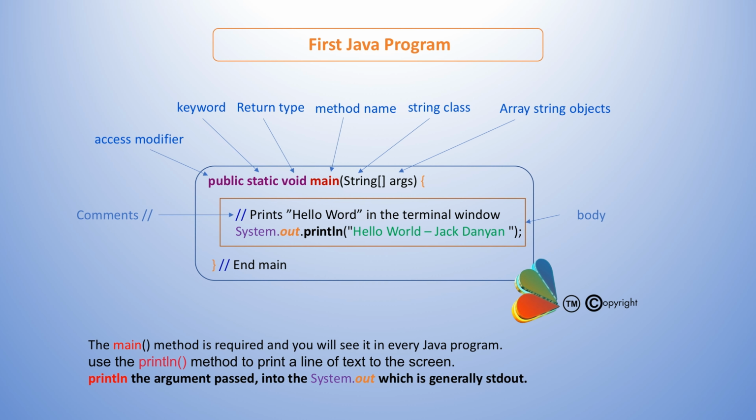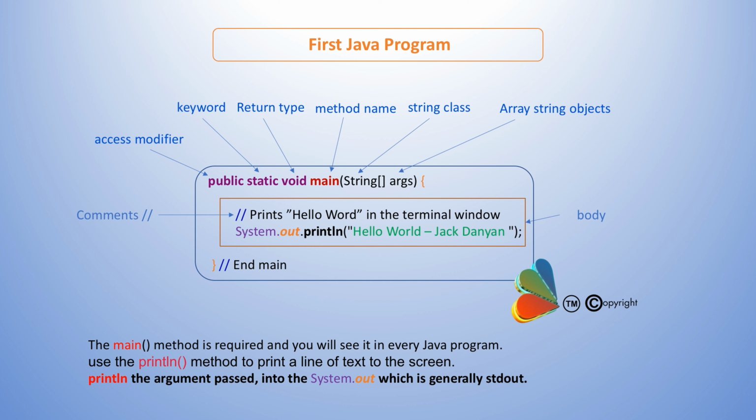I am going to explain each element of the main method. Public is an access modifier. Static is a keyword. I will explain more on static later. Void is the return type for the main method. Main is the method name. String is the String class. Args is an array of String objects.